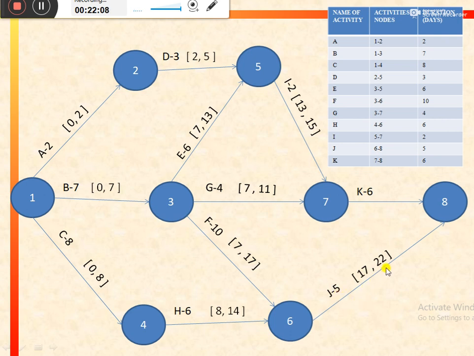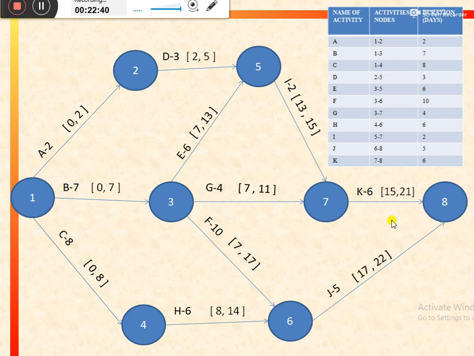Now in a similar manner for activity K, there are two preceding activities, activity I and activity G. For activity I, the earliest finish is 15, and for activity G, the earliest finish is 11. So we would consider the highest one, that is equal to 15. So earliest start for activity K would be equal to 15, and earliest finish would be equal to 15 plus duration of the activity, that is equal to 6, that would be equal to 21.